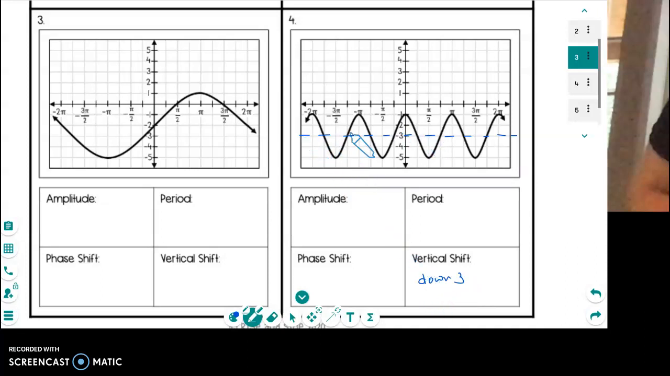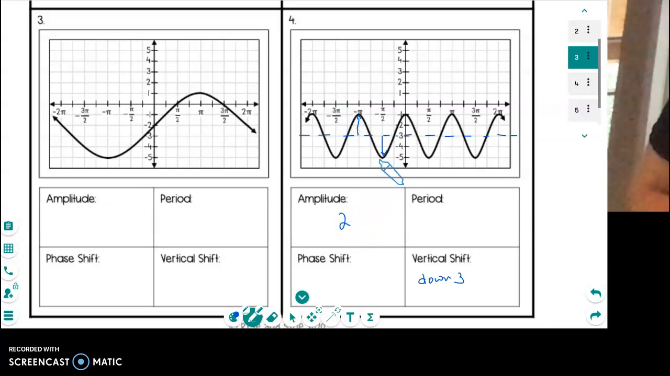Once you've got that midline drawn, it's easy to see your amplitude. The amplitude is the distance from the midline up to the maximum or the midline down to the minimum. Either way, that distance is 2. Please remember that is a positive number. It's the absolute value. So it's positive 2 in this case.